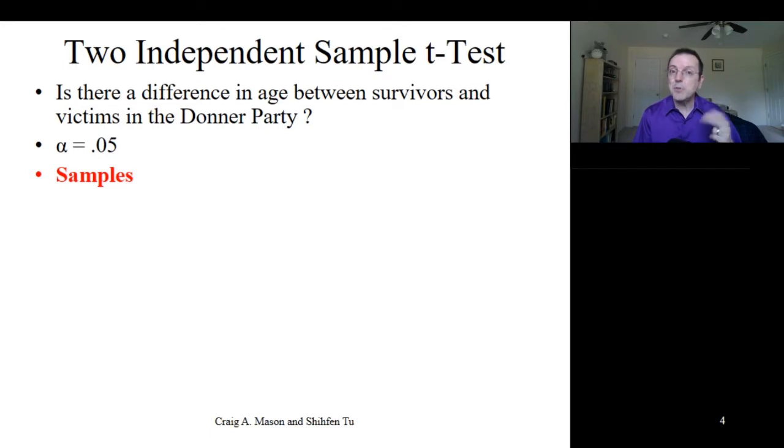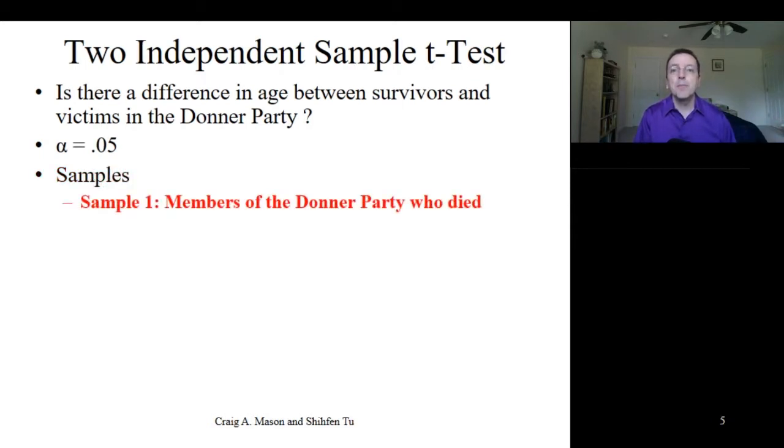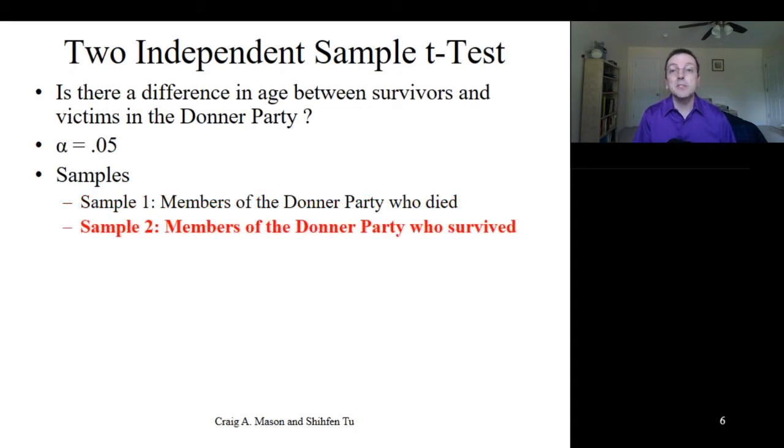And we have two samples, right? They're independent samples, meaning that the scores in one group are not in some way dependent or related, statistically, to the scores in the other group. Sample 1 consists of the members of the Donner Party who survived, and sample 2 consists of the members of the Donner Party who perished.